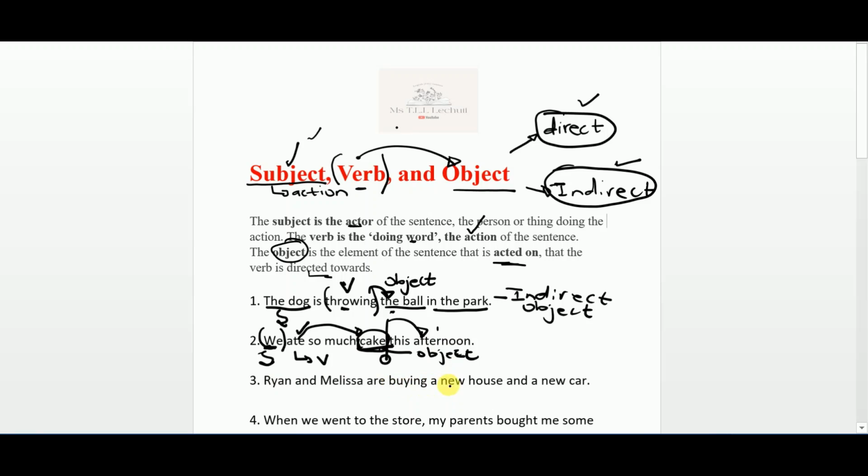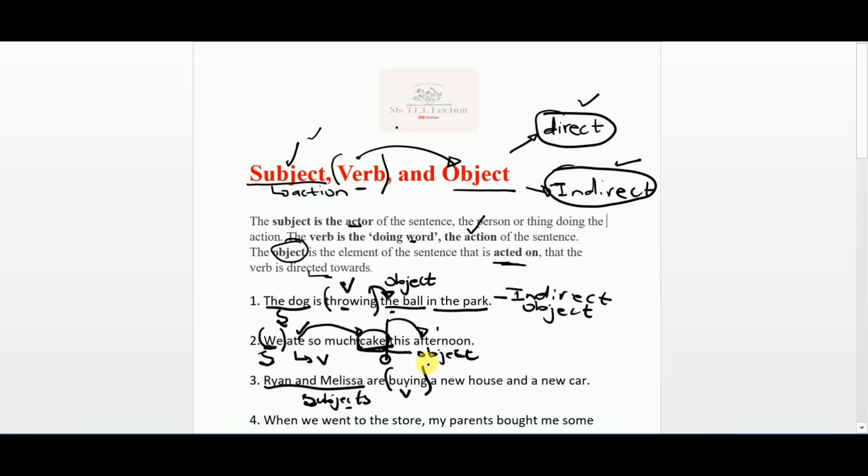Right, moving further along. Ryan and Melissa are buying a new house and a new car. This is a very interesting sentence because we've got multiple objects. Who's performing the action in the sentence here? We've got Ryan and Melissa. Both of them become the subject because they are performing the action in the sentence. Remember, the subject will always be a person or anything that performs the action in the sentence, and the action that they are performing is to buy. All right, and then this becomes our verb.